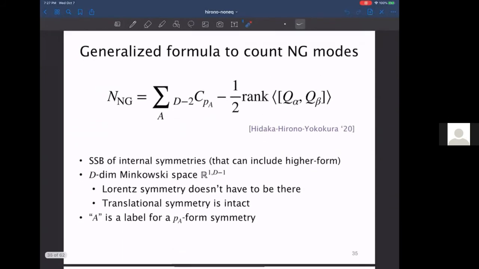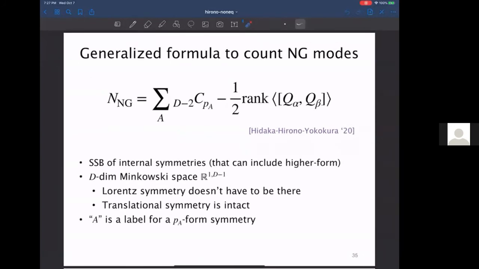And so we have obtained the general formula to count the number of the massless modes for broken higher form symmetries. So let me tell you the assumptions. We are considering spontaneously broken internal symmetries, which can include the higher form symmetries as well as the zero form symmetries. And we consider the capital D-dimensional Minkowski spacetime. Lorentz symmetry can be there, but it doesn't have to be respected, so it can be non-relativistic systems. But we still assume that the continuous translational symmetry is unbroken.